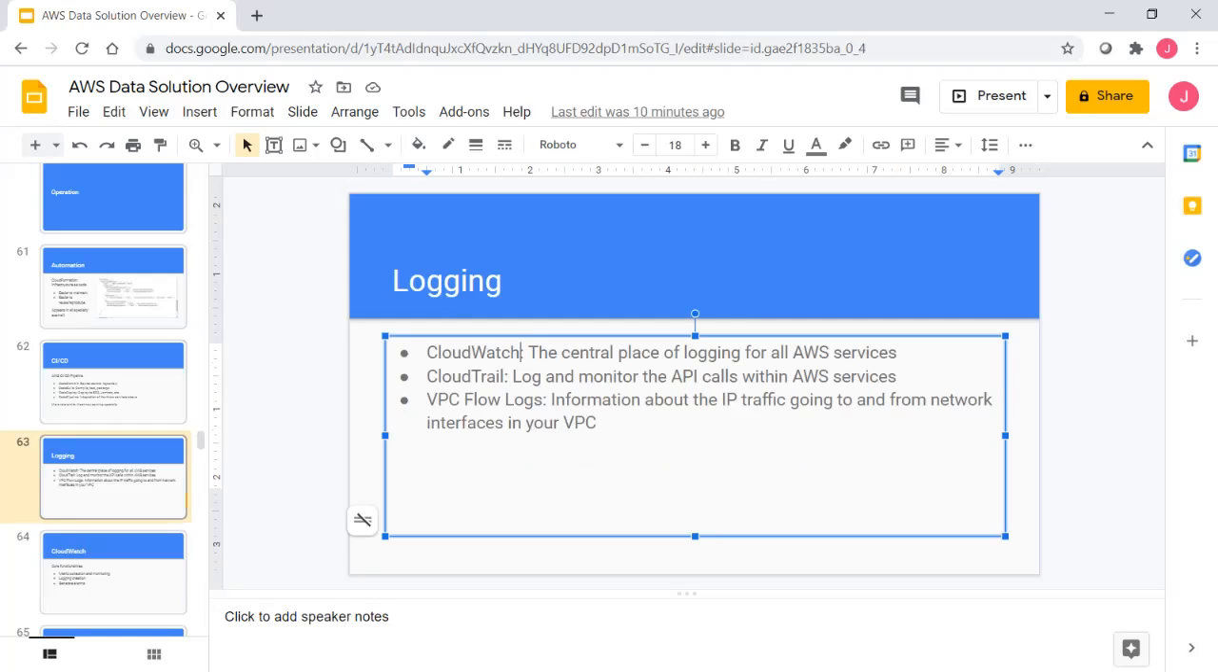There are multiple tools AWS provides for logging and monitoring. We are familiar with CloudTrail, which logs and monitors the API calls within AWS services. And also there's the VPC Flow Logs, the information about IP traffic going to and from network interfaces in your VPC. So if you have questions regarding how network queries flow, and whether your service is going through a certain network interface, this is where you should look.